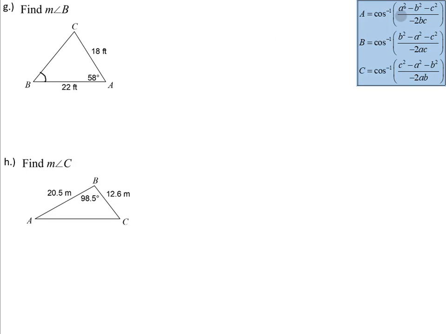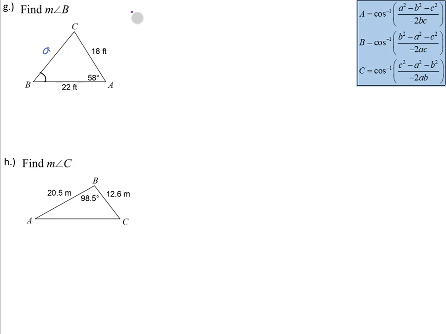However, to use law of cosines, if you notice, we need to know A, B, and C. In other words, all three side lengths. And right now, we don't know side length A. So in fact, before we can find this angle, we need to do what we just did in the previous two problems as an extra complication here. So we need to find this. So let's do that first.